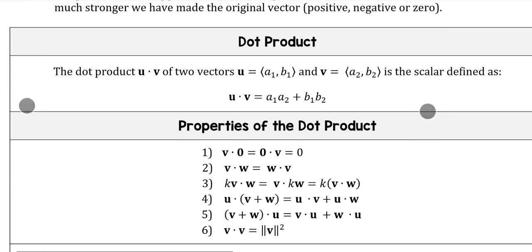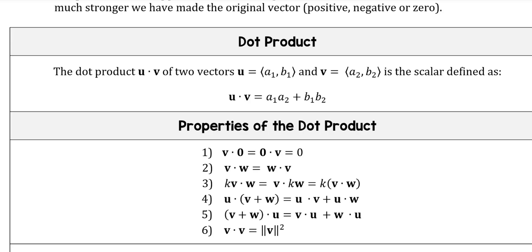Okay, so the dot product u dot v of two vectors u, whose component form is a1, b1, and v, whose component form is a2, b2, is a scalar defined by this relationship. So you multiply a1 times a2, and then you add to it b1 times b2.